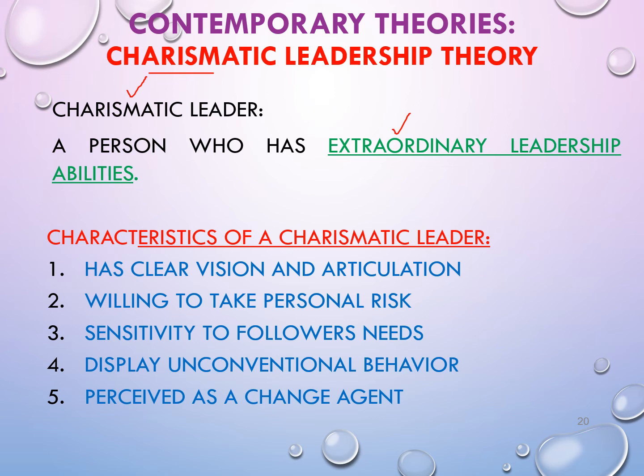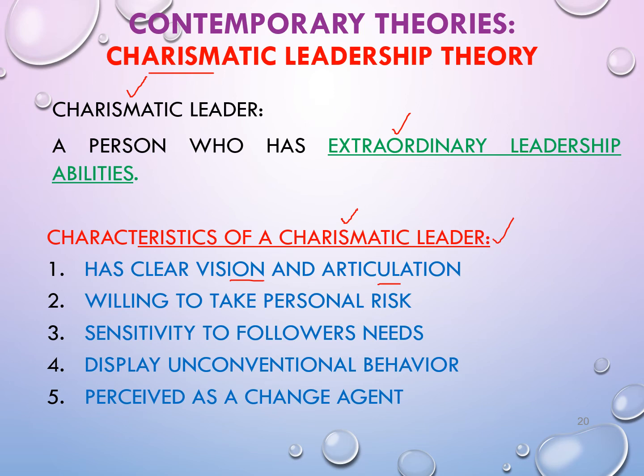Okay, so what are the characteristics of a charismatic leader? So ciri-ciri yang macam mana yang kita katakan luar biasa tu, to consider that person as a charismatic leader. There are 5 characteristics altogether to be considered as a charismatic leader. The first one is the person has a clear vision and articulation. So seseorang yang mempunyai vision yang sangat clear.